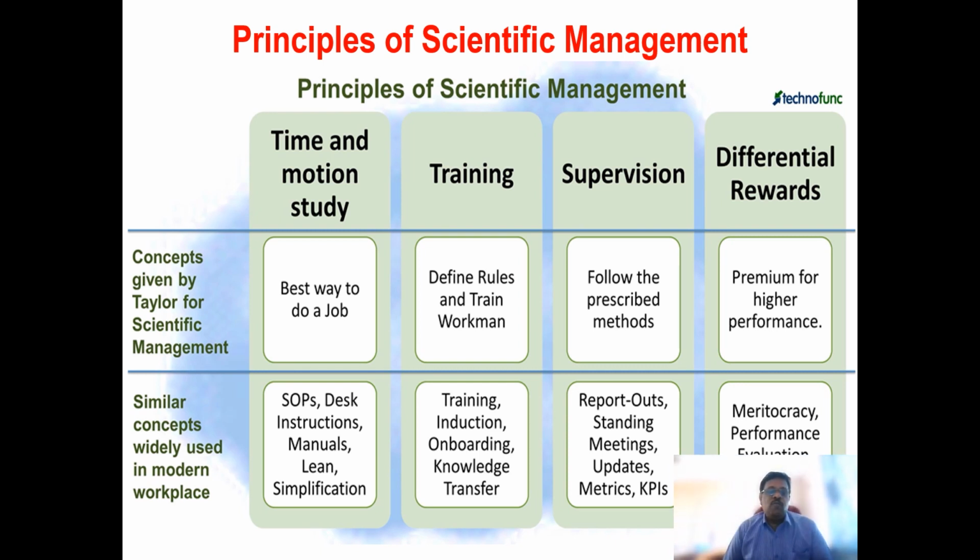He emphasized four major principles: one, time and motion study; another, provide scientific training to the employees; another is supervision, where we need a mutual relationship between management and employees; another is differential rewards according to productivity. This slide combines concepts given by Taylor for scientific management and how they cope up with similar concepts widely used in the modern workplace.